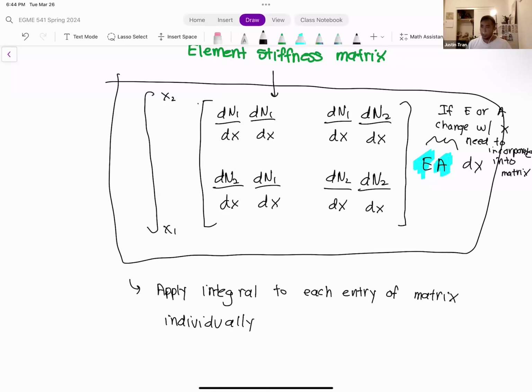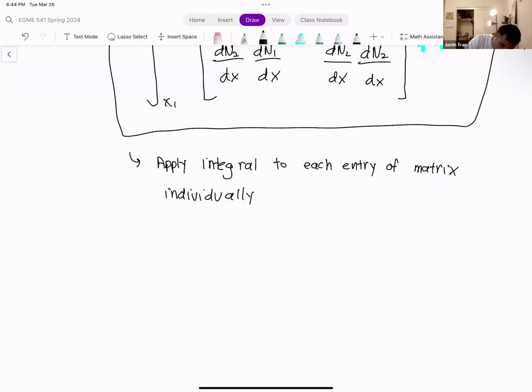So usually if you have A or E as some function of x, that gets incorporated into the integral. But the most common case is maybe both E and A are constant. If the Young's modulus and the cross-sectional area are constant, then they just pop out of the integral. We already know what the shape function derivatives look like. Those are also constants. And so if everything is a constant, you just have the integral from x1 to x2 of dx. Your integral then becomes x2 minus x1 multiplied by E times A multiplied by this matrix here.